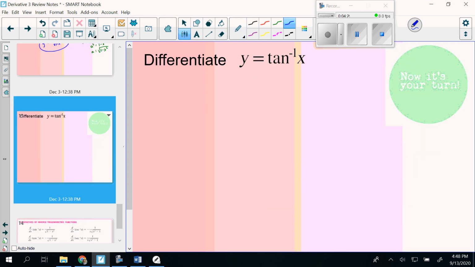All right, pause the video and try this one out, see if you can differentiate inverse tangent x. All right, let's see how you did here. So like the last problem, let's move that over. So that gives us the statement x equals tangent y. Now let's differentiate. Let's find the derivative. Derivative of the right side is 1. Derivative of the other side is secant squared y.